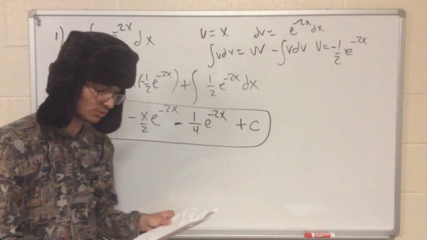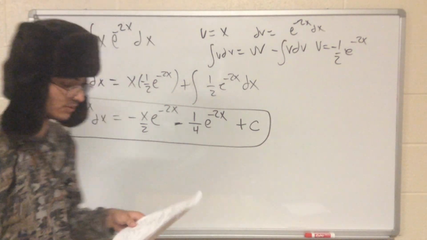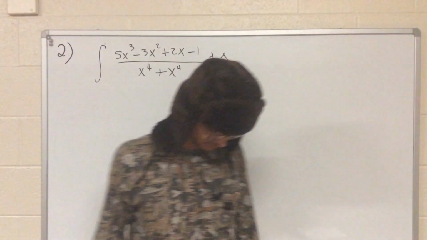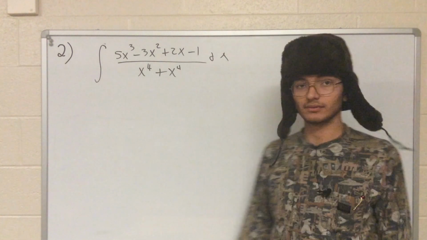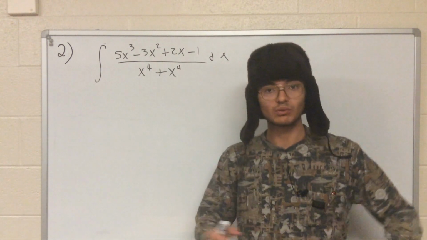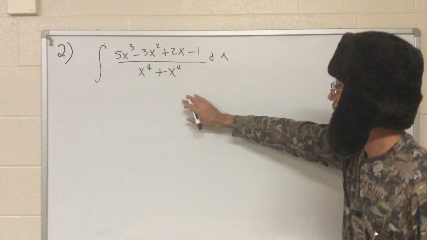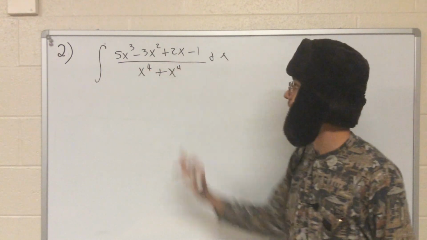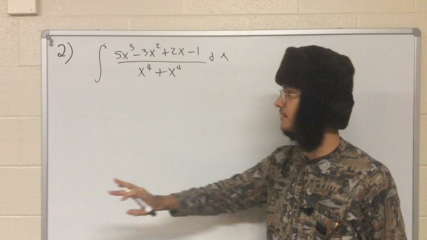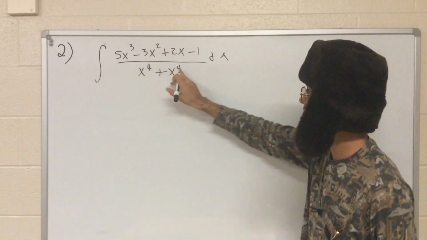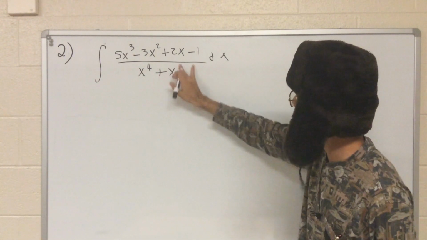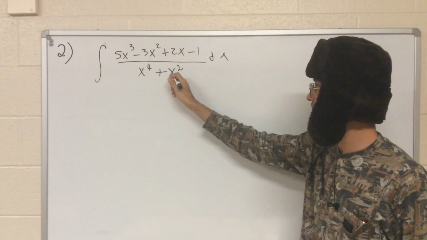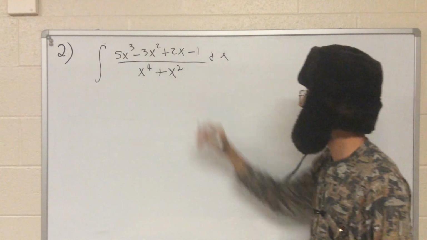There is no part B, or it's not split up into several parts. All right, now question 2. For question 2, what we need to do is integrate 5x cubed minus 3x squared plus 2x minus 1, all of that divided by x to the 4th plus x to the 2nd power. Yeah, this is x to the 2nd power. All right, and so dx.